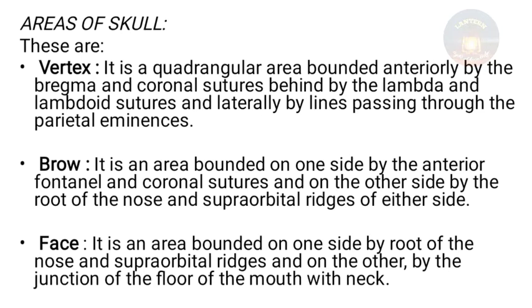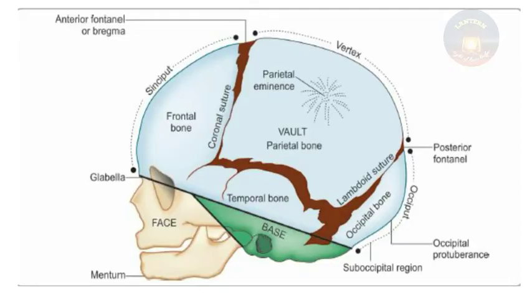Next is the face. It is an area bounded on one side by the root of nose and supraorbital ridges and on the other by the junction of the floor of the mouth with the neck. So you can see in this picture various important landmarks. First you can see the root of nose, the glabella. Then from there to the bregma or anterior fontanelle, the area is called sinciput. And from the anterior fontanelle to the posterior fontanelle, the area is called vertex. And from the posterior fontanelle to the suboccipital region, it is called occiput.